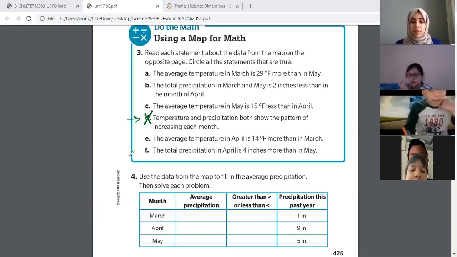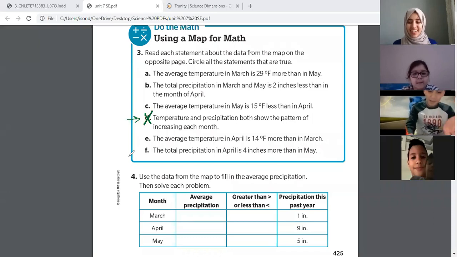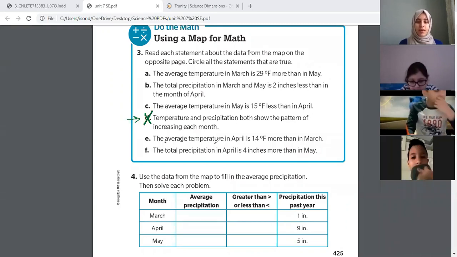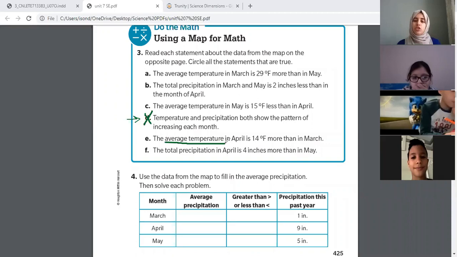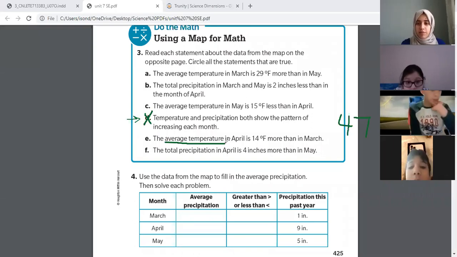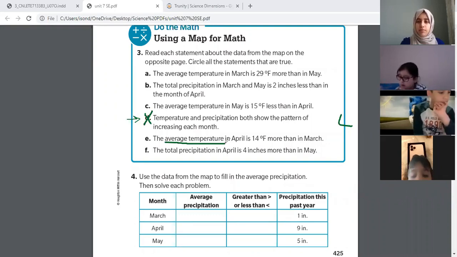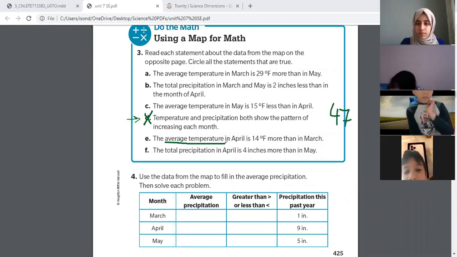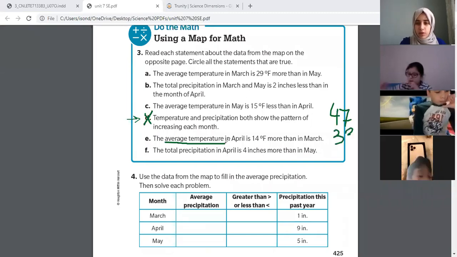The average temperature in April is 14 Fahrenheit more than in March. So we want to find the average temperature. What was the temperature in April, Yazan? In April, 47. And what about the temperature in March? In March, 33. So we want to find a difference here.